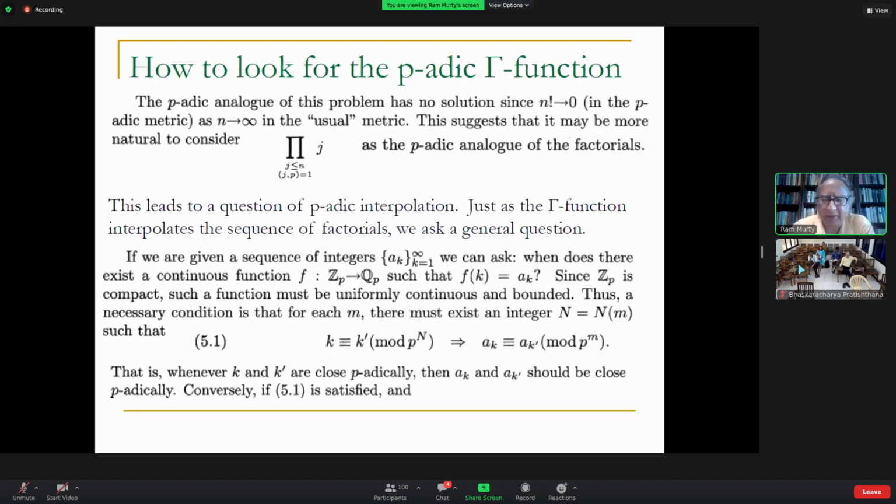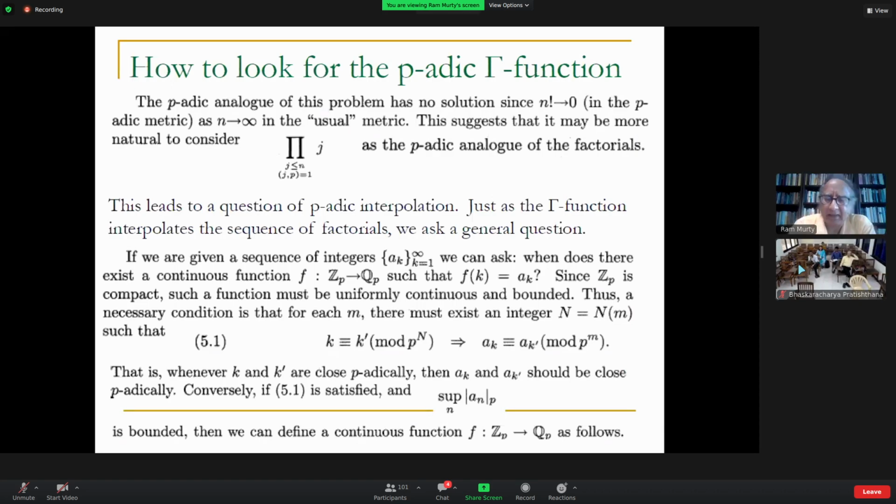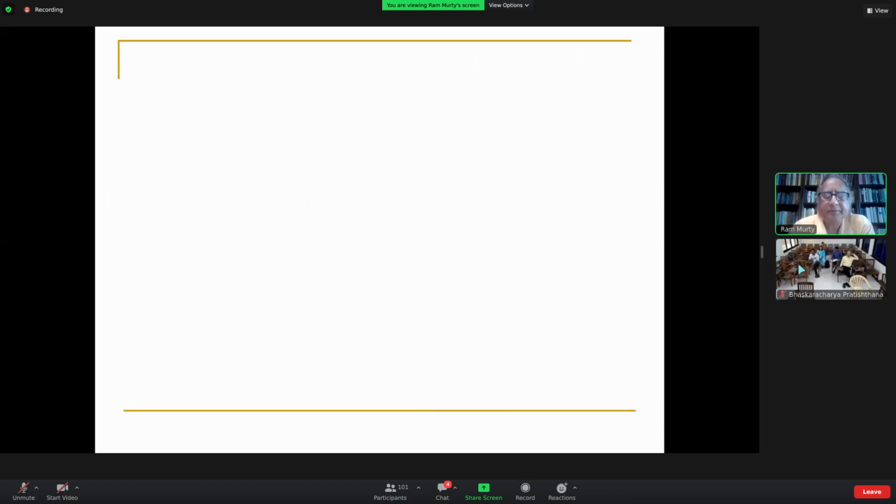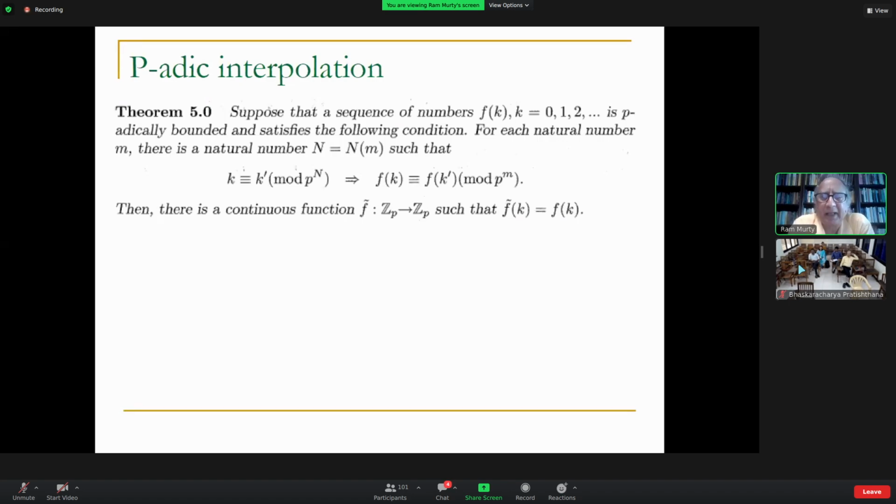Conversely, if condition 5.1 is satisfied, then the supremum of the a_n's must be bounded, and we can define a continuous function on Z_p as follows. So, p-adic interpolation. The theorem is, supposing I'm given a sequence of numbers f(k) which is p-adically bounded and satisfies the following condition. For each natural number m, there's a natural number capital N, so that whenever k and k' are close, f(k) and f(k') are also close.